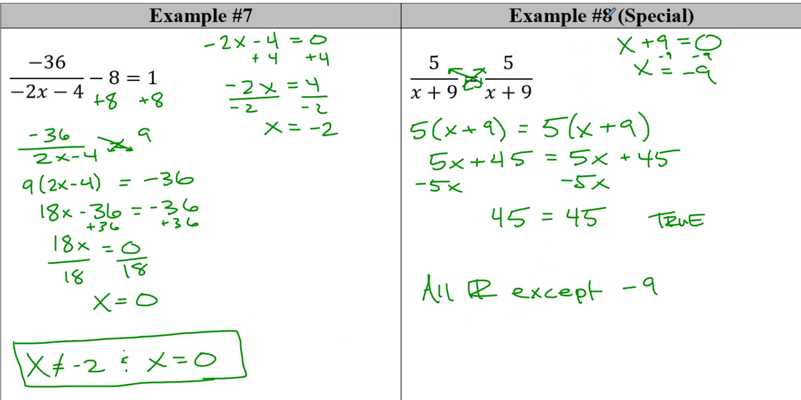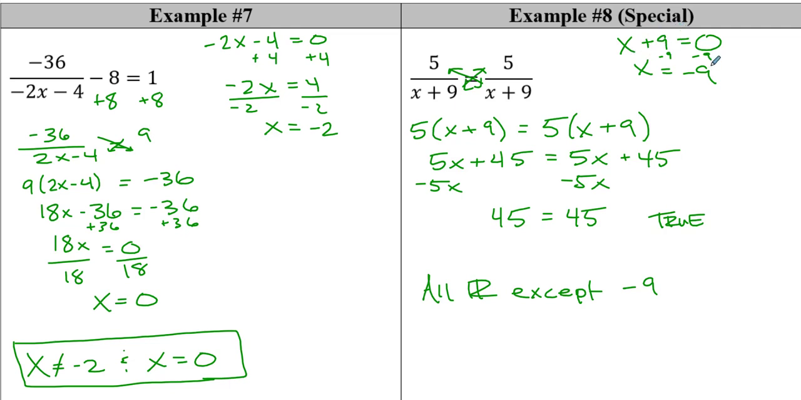Okay, example number 8. I'm pretty sure most of you guys said, hey, this thing is equal to itself. It's going to be all real numbers, right? We've seen that before. I went ahead and did the cross multiply just so you could see. Variable disappeared. We got a true statement. So that is true. We can use any real number.